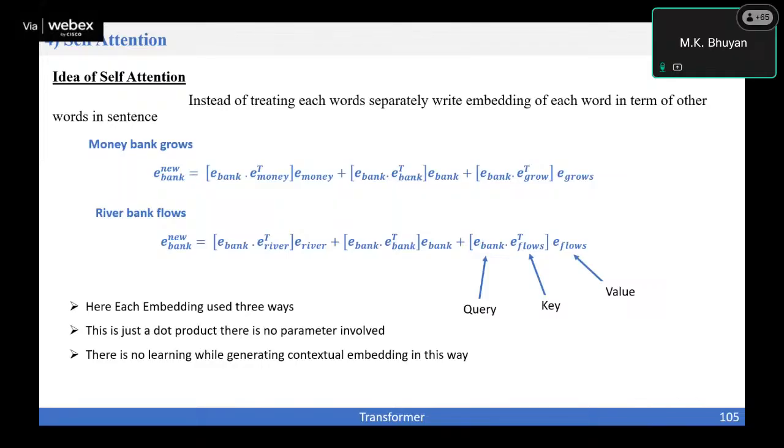So in this representation, one I can say is the query, another one I can say is the key, and one I can consider is the value. The dot product between the query and the key we are considering, and it is multiplied with the value. So we are doing this. This is the representation of the self-attention. We are finding the dot product between the query and the key, and it is multiplied with the value, and that is the representation in the self-attention.